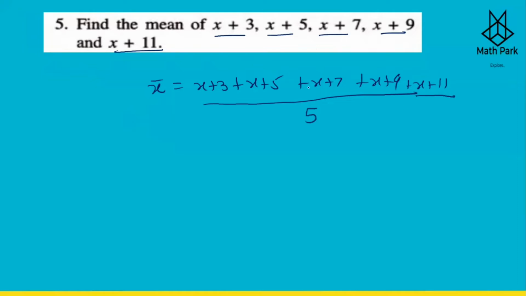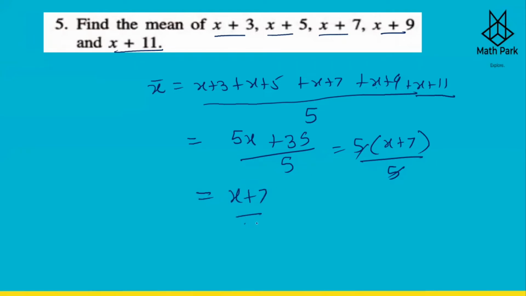The mean is the sum of the numbers divided by the number of numbers. So 1, 2, 3, 4, 5, it is 5 times x, which becomes 5x. And plus, when we add 3 plus 5, 8, 8 plus 7, 15, 15 plus 9 is 24, 24 plus 11, 35. So 5x plus 35 upon 5. We can take 5 common here. We are left with x plus 7 upon 5. This 5 gets cancelled, and the mean of the given numbers is x plus 7.